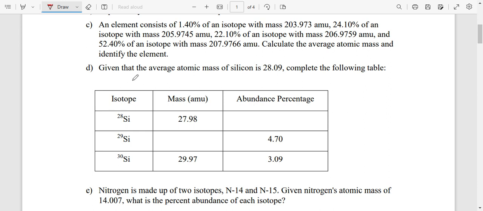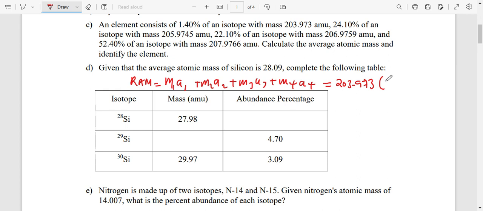Now, the average atomic mass or relative atomic mass, you have got four isotopes here, is given by mass 1 multiplied by abundance 1 plus mass 2 by abundance 2 plus mass 3 by abundance 3 plus mass 4 times abundance 4. And this will give us the first mass, that is 203.973, multiplied by the percentage abundance, which is 1.4. Now that's the percentage, so divide by 100.